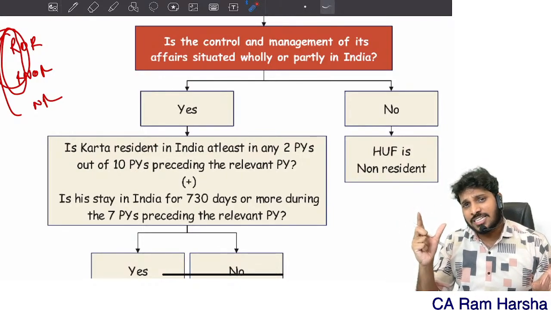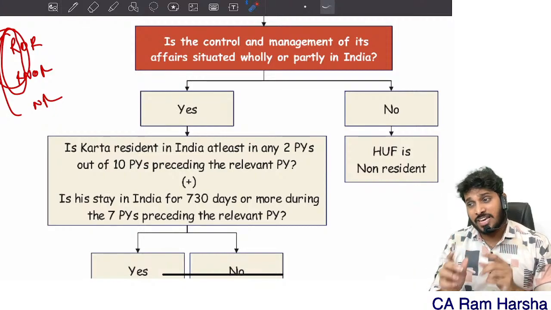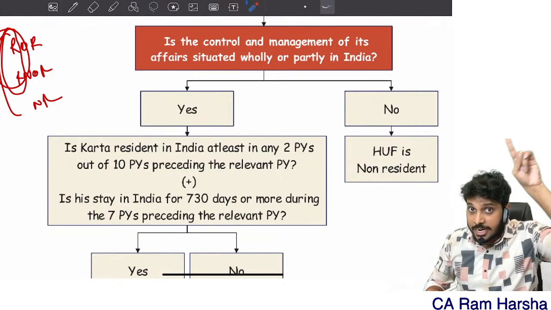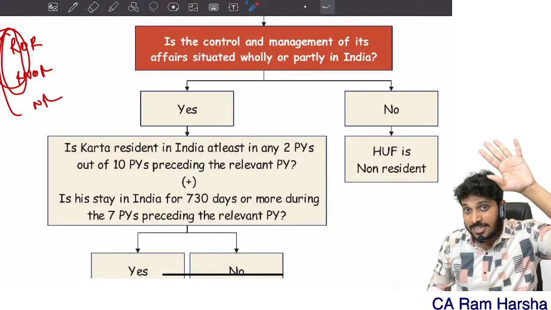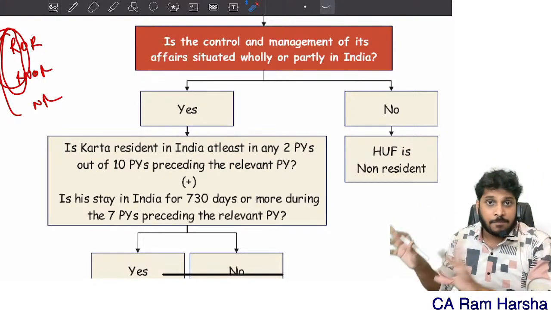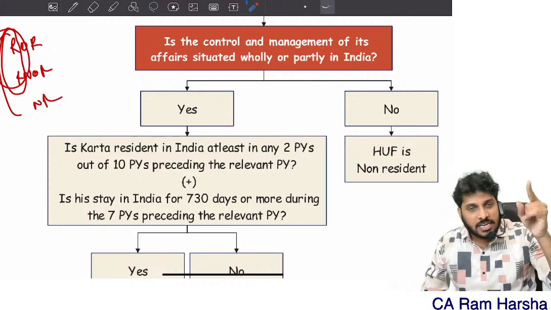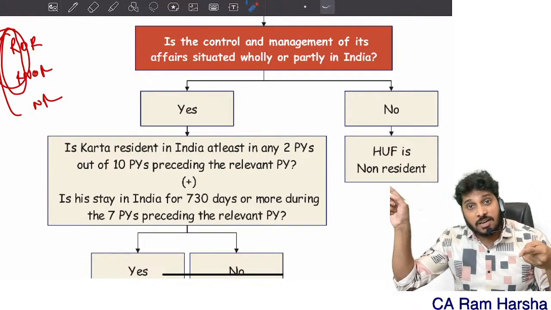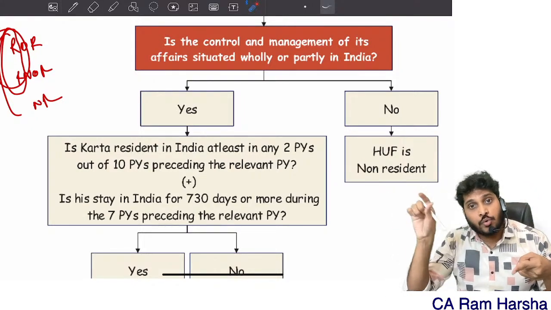For him, how to decide residential status? If in the exam they ask the Karta's residential status, individual logic will apply: category 1, category 2, category 3, then ordinary residential status. Whatever answer comes as per that, that is the answer. If they are asking for HUF, then control and management applies, and the past 7 years Karta logic and past 10 years, 2 years resident logic apply.